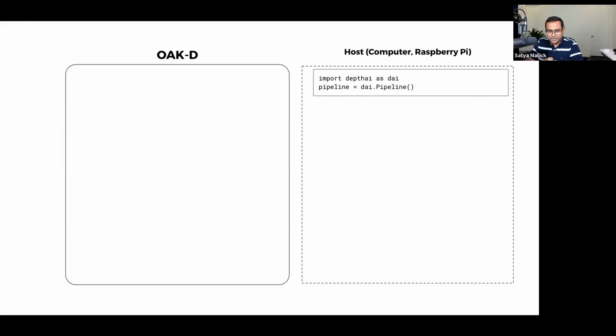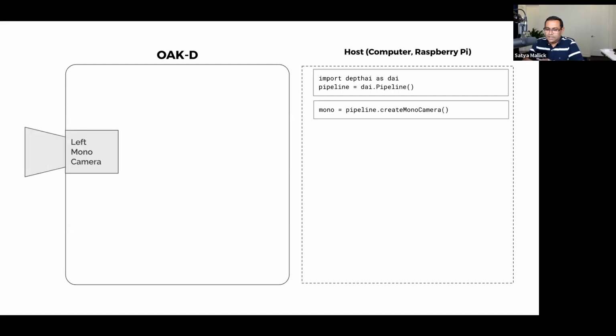Now, if you want to start a mono camera, we just define mono equals pipeline.create mono camera. So you have an instance of the mono camera in your Python code. It doesn't mean that we have activated it on the device yet. This is just a schematic showing that this is the mono left camera.